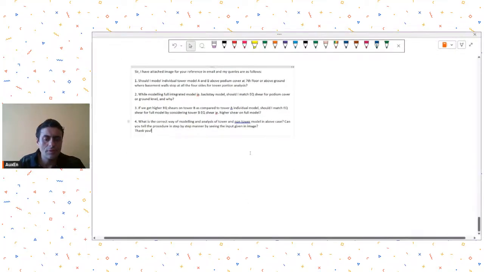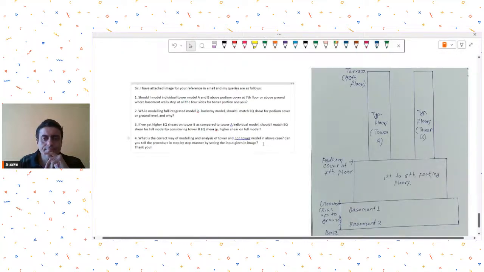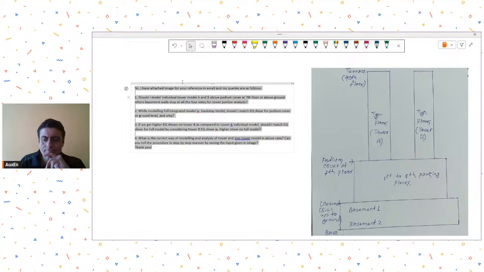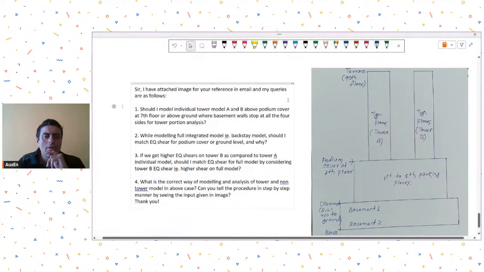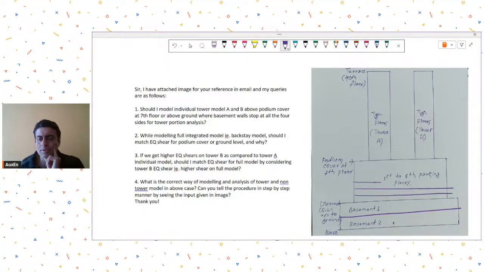Okay, so this is the image. So this is his image. What is happening? He has two common basements, B2, B1. Then first to sixth floor are parking floors. And then these are the two tower portions A and B going till 40th floor.